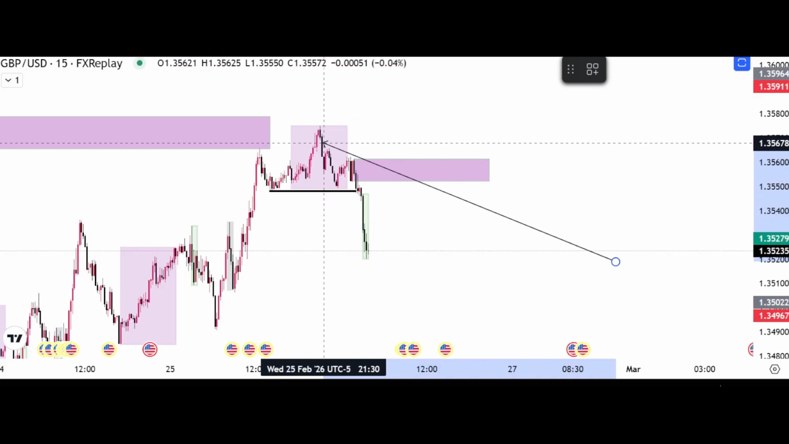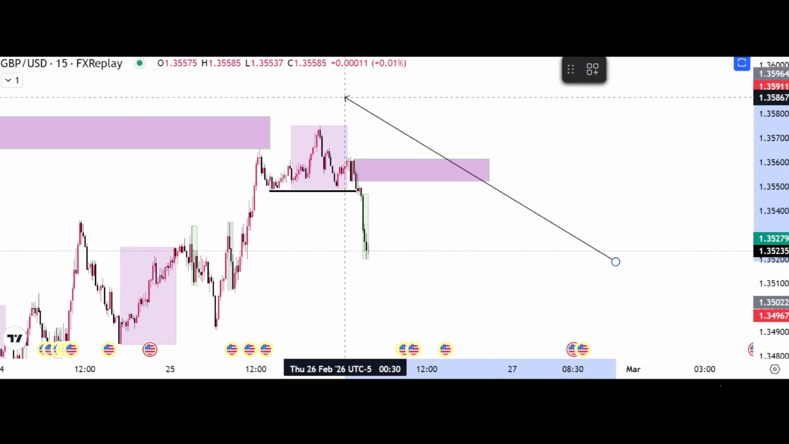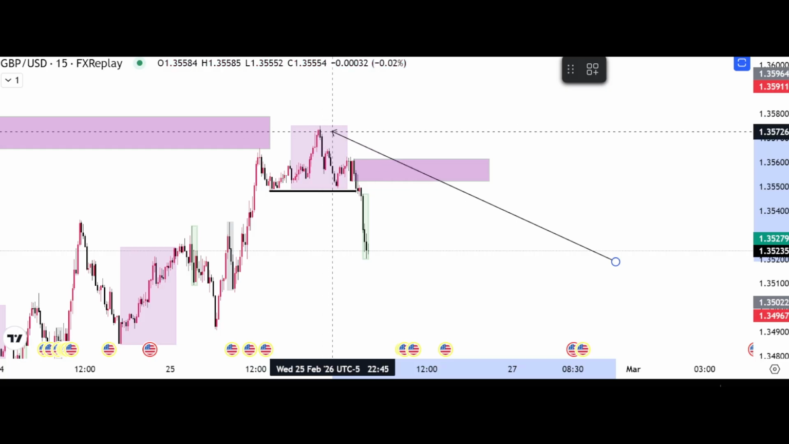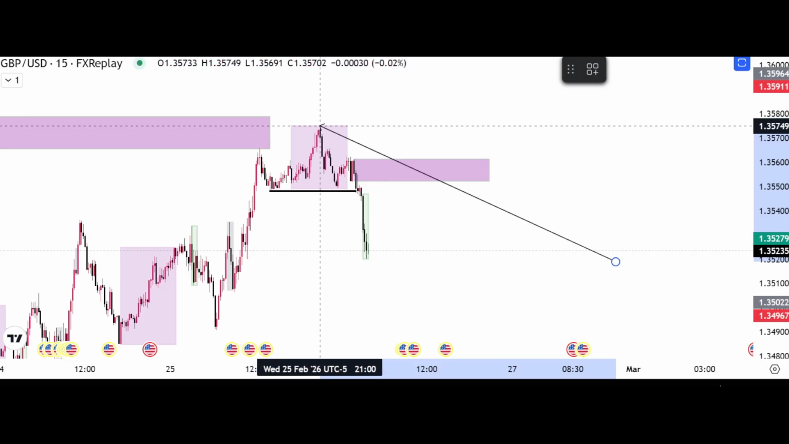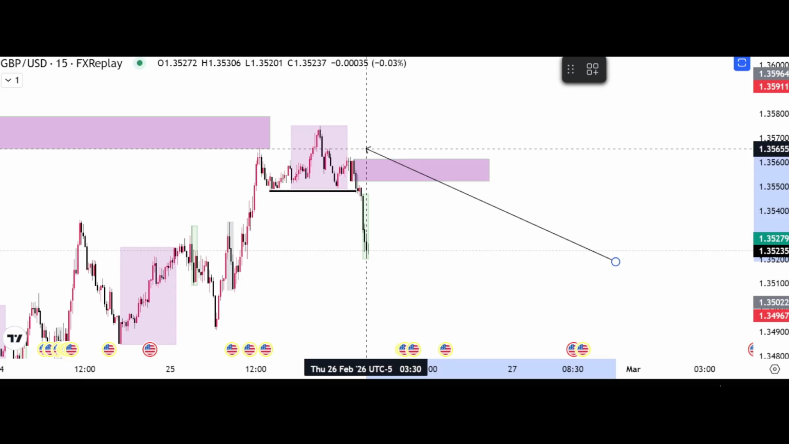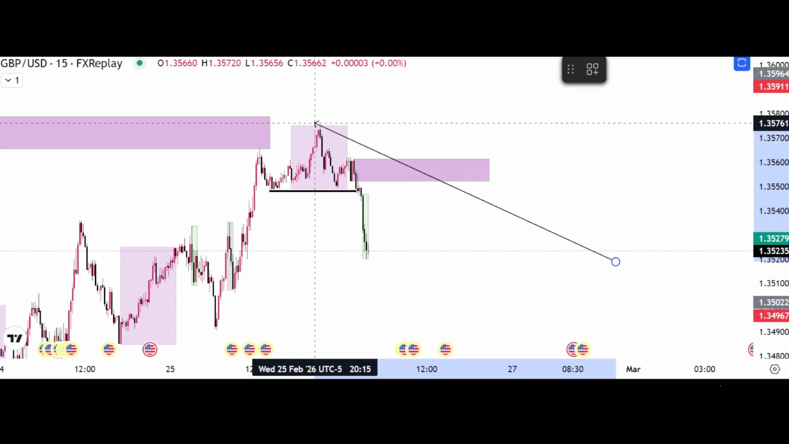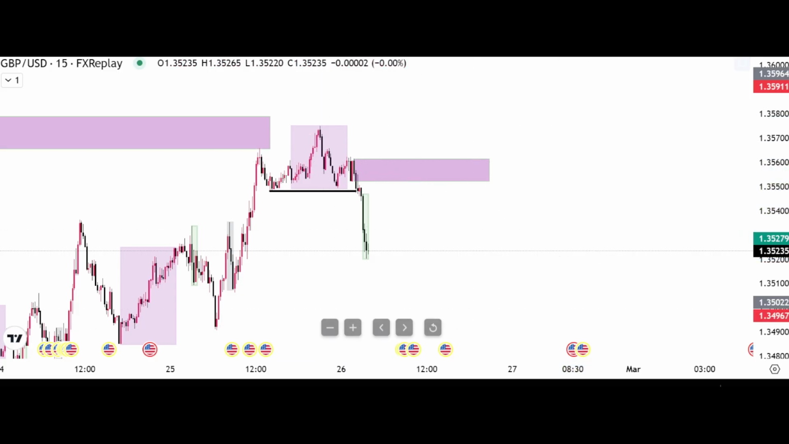So it is highly unlikely that price will go back up and mitigate this, because first of all, this is Asian high. There is high probability that the middle of the Asian range holds, before the Asian high. It's a rule of thumb that I learned over the years. Anyways, we will wait for a mitigation here.